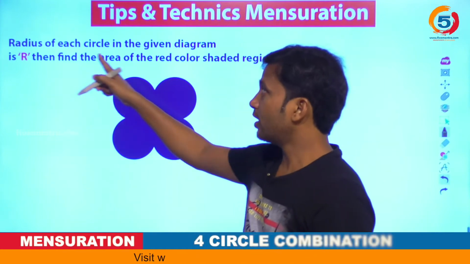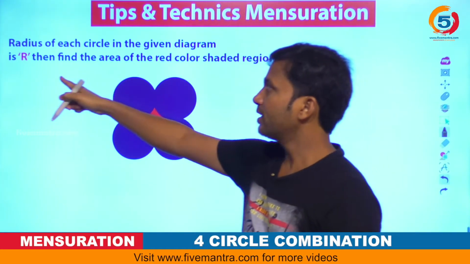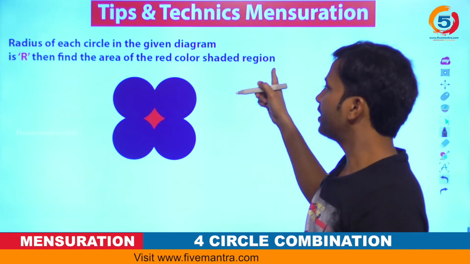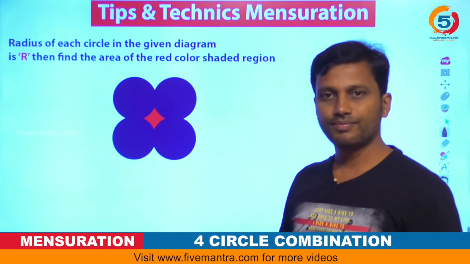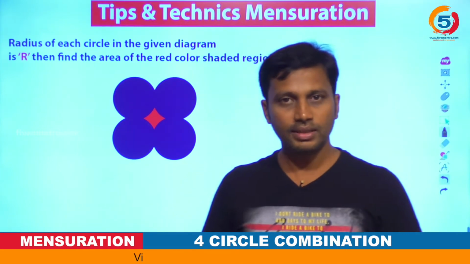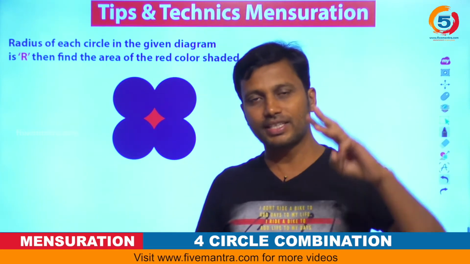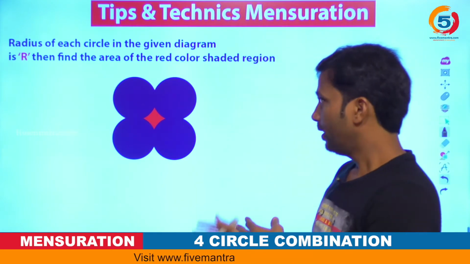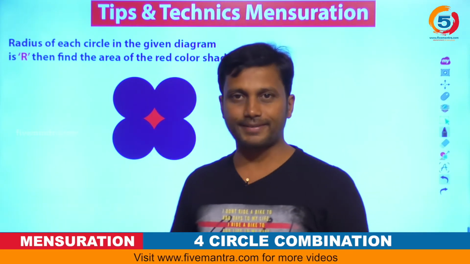Here, the radius of each circle in the given diagram is capital R. Then find the area of the red colored shaded region in this. I think we have done the same thing for 3 circles in the previous video. But now we are going to do the same case for 4 circles.